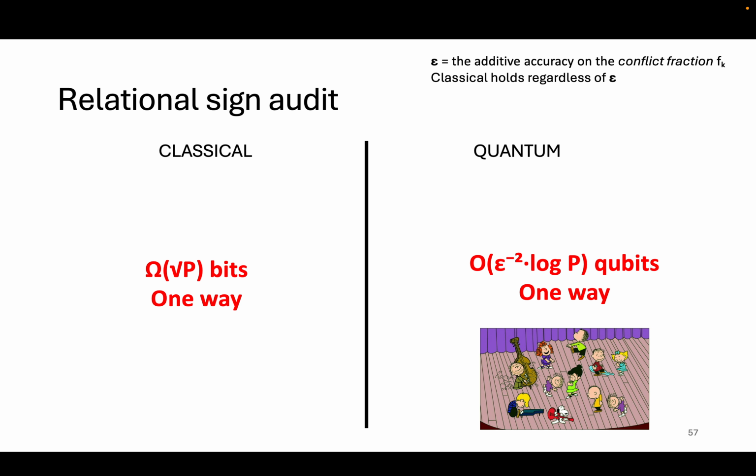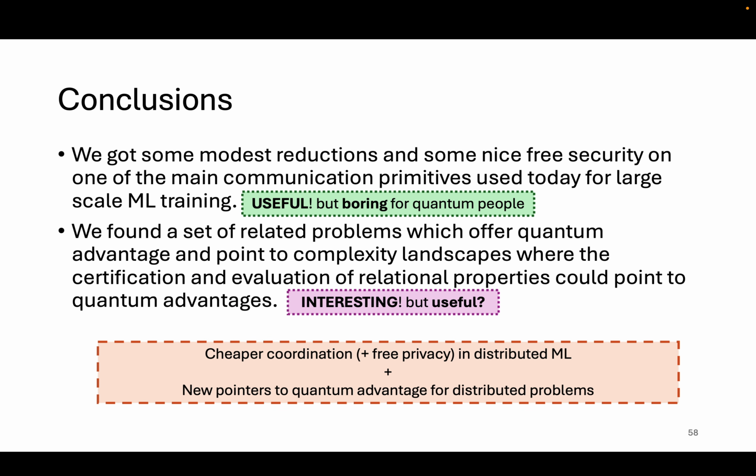This means that we have an exponential advantage in this problem whilst not changing the framework of sending information one way. Now, what are the conclusions of our work? Well, we got some modest reductions and some nice pre-security on one of the main communication primitives used today in large-scale ML training, which is very useful but a bit boring for quantum people. And we also found a set of related problems which offer quantum advantage and point to complexity landscapes where certification and evaluation of relational properties could point to quantum advantages, which is very interesting, but perhaps not as useful today.